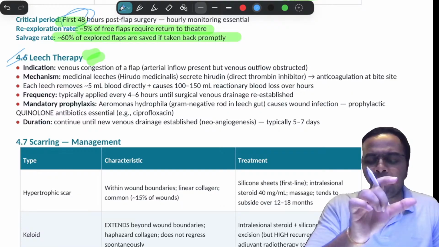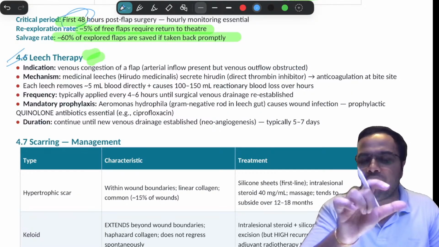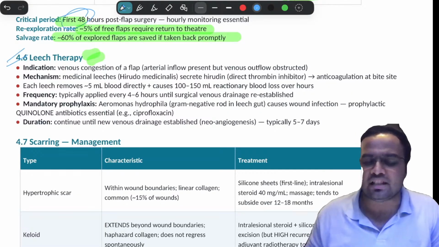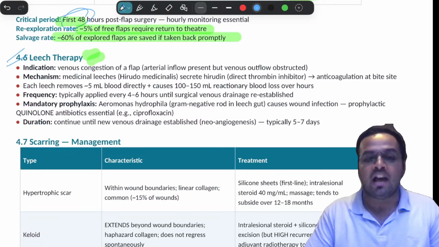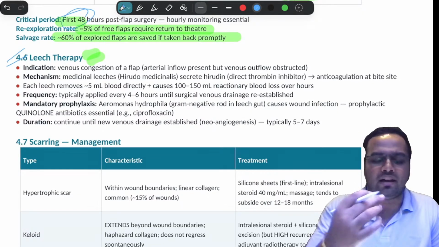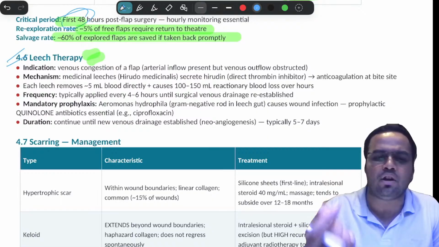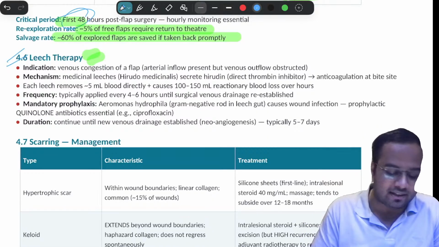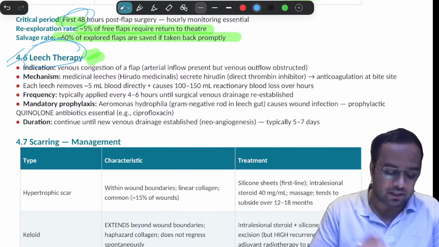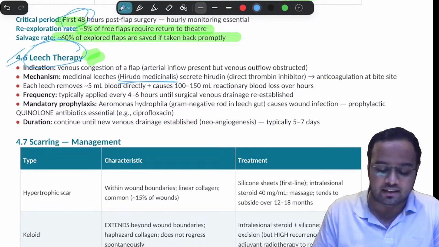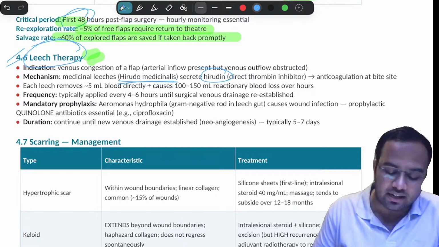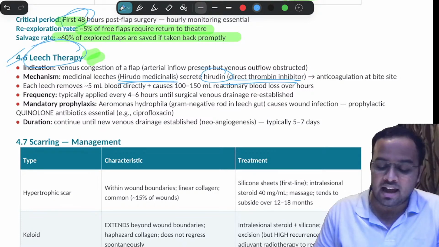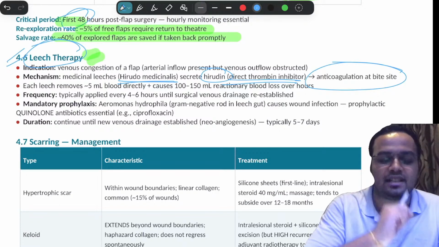Whenever the flap has become congested, the venous edema and the venous congestion which are going to be present are going to hamper the further blood supply and cause damage. So to remove that stale deoxygenated blood, you are going to apply the leech to the flap. And when you apply the leech, what does it have? It secretes the enzyme called hirudin, which is a direct thrombin inhibitor, and hence it causes anticoagulation at the bite site.